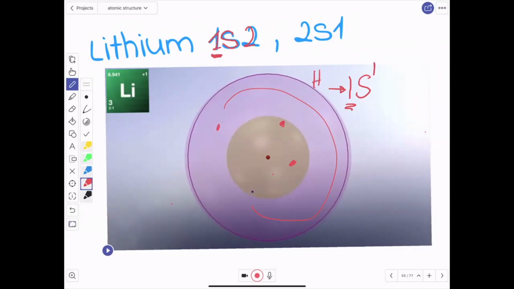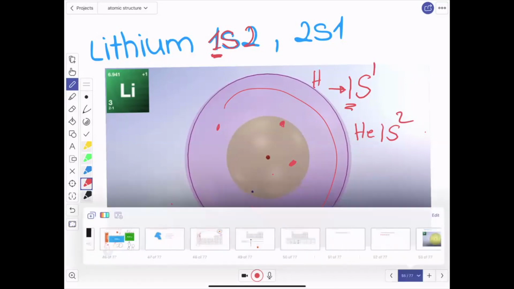Now, what if I want to write helium? What do I write? I write 1S2. There are 2 electrons in helium. If I am to write lithium, what do I write? Lithium has 3 electrons. How do I write lithium? Look at the way I'm going to write it.